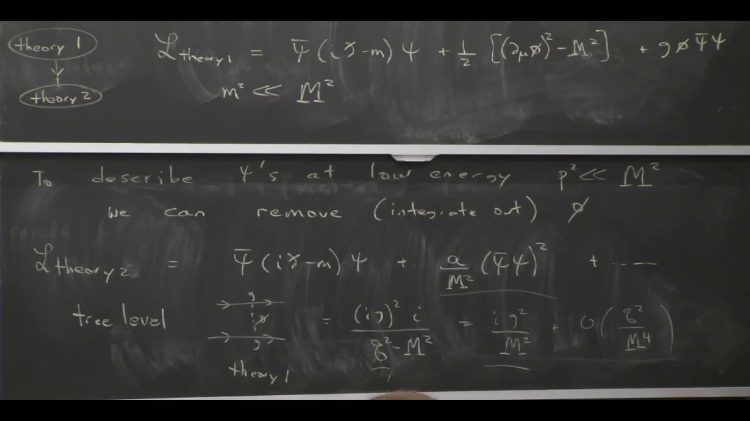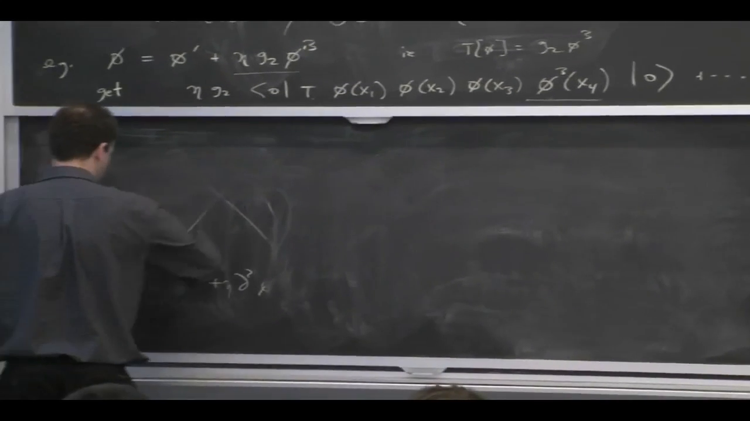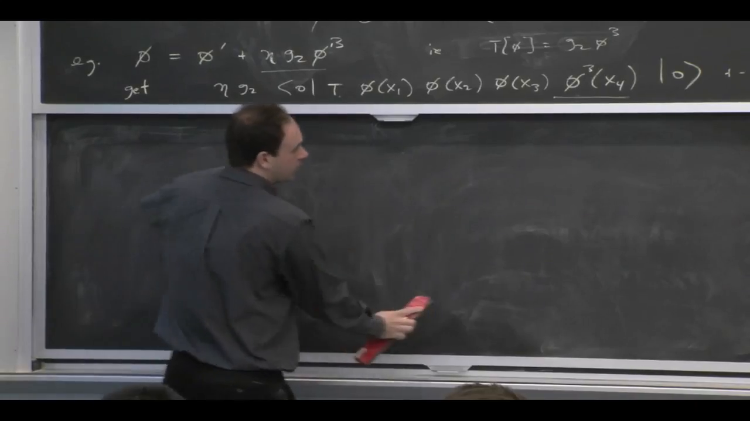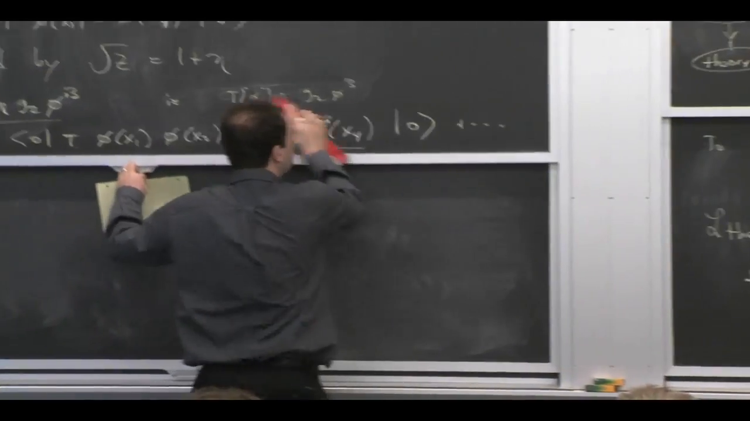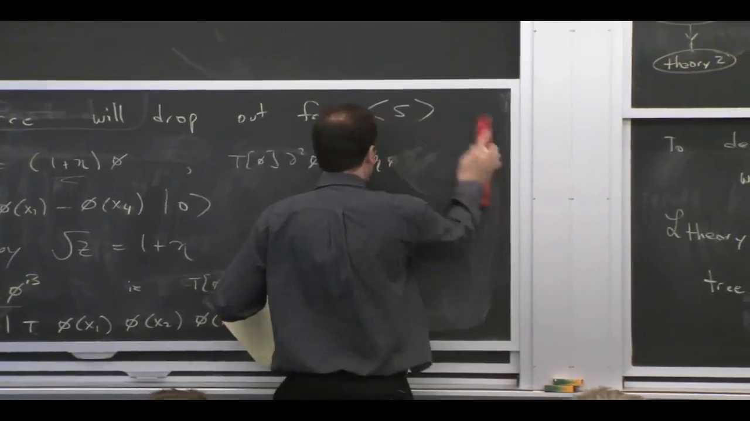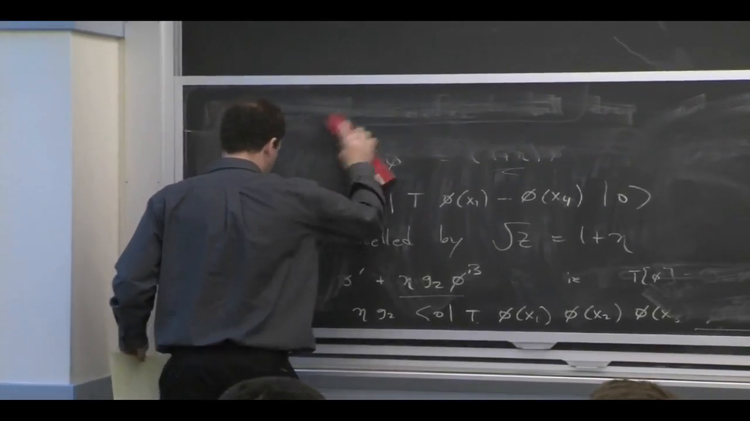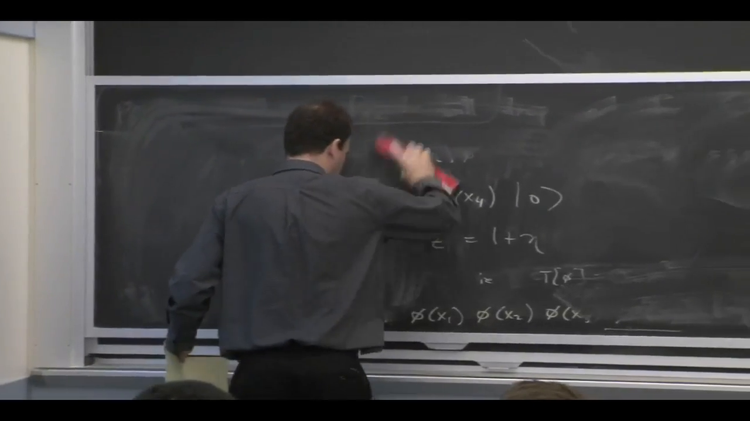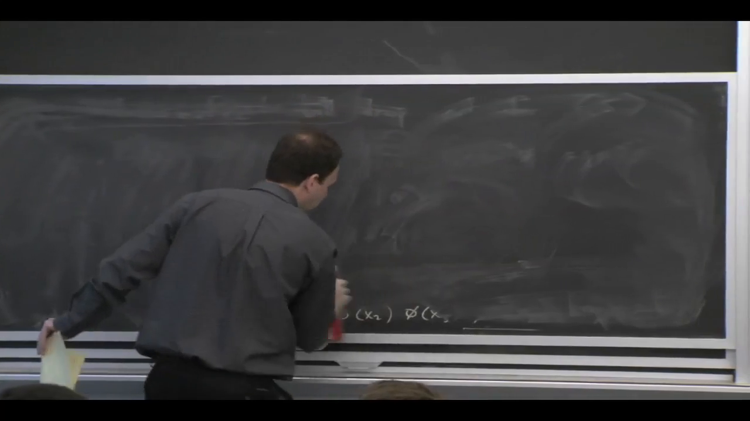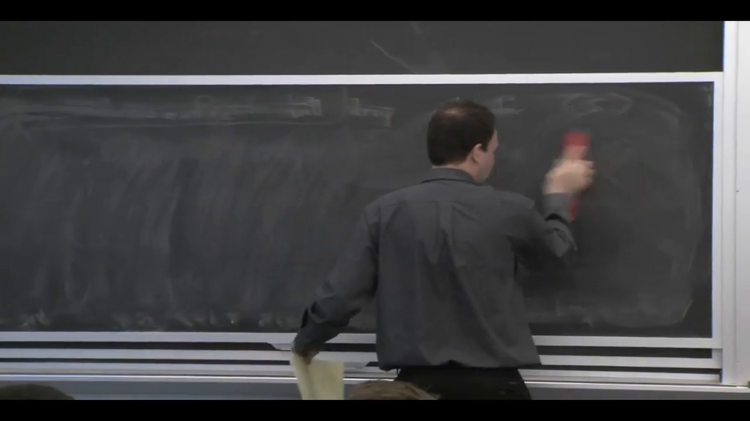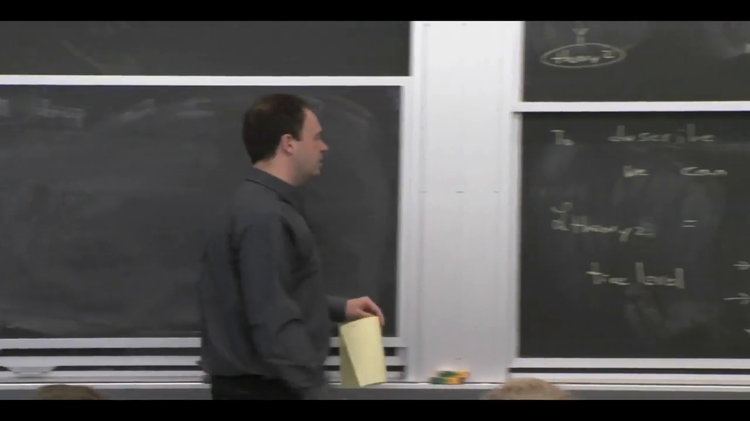But we can determine it by using theory 1. And that's the idea of doing a matching calculation, that you have introduced the theory 2. It has some parameters in front of operators. In this case, I called it A. And we want to determine those parameters by doing calculations in theory 1. And in particular, what you do is you make sure that S matrix elements in the two theories agree. But at tree level, that's just like matching up diagrams.